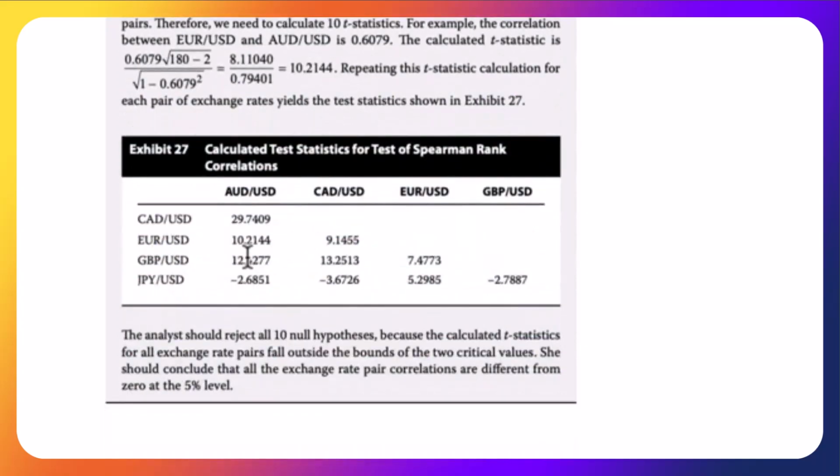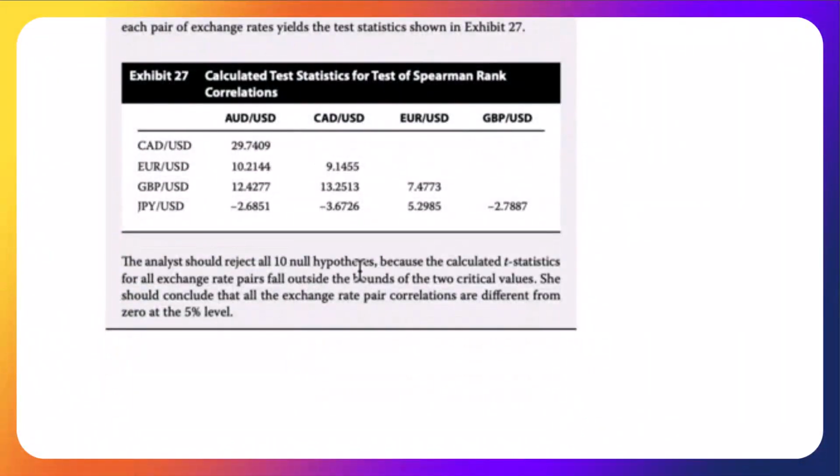They've already done that for you and gave you a table of all the t-statistics. So you can scan it very quickly for anything between negative 1.9738 and 1.9738. And we can see that they all are greater than 1.9738 or less than negative 1.9738. So we would reject the null in all instances. The analyst should reject all 10 null hypotheses because the calculated t-statistics for all exchange rate pairs fall outside the bounds of the critical values.